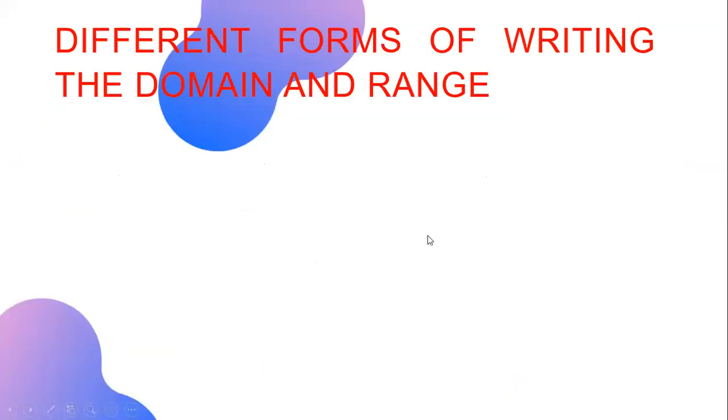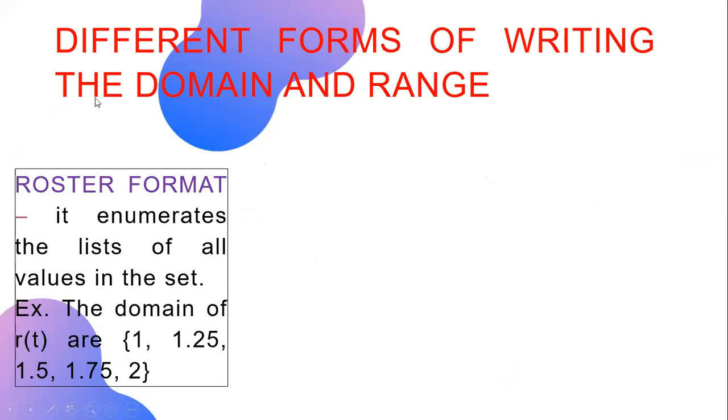Okay. So recall that there are different ways by which we can write the domain and range. One is using the roster format or the roster method, which entails listing down or enumerating all the values of your domain and your range. So using the braces, each value must be separated by a comma. That is by using the roster method.